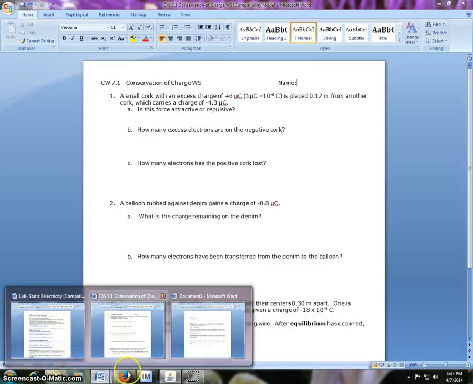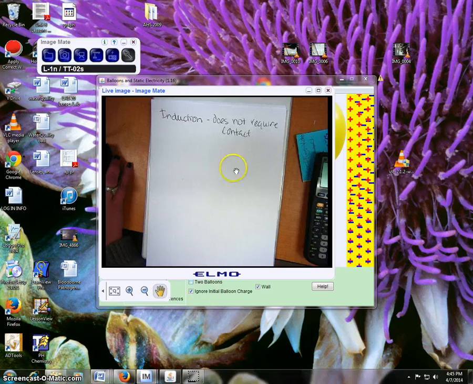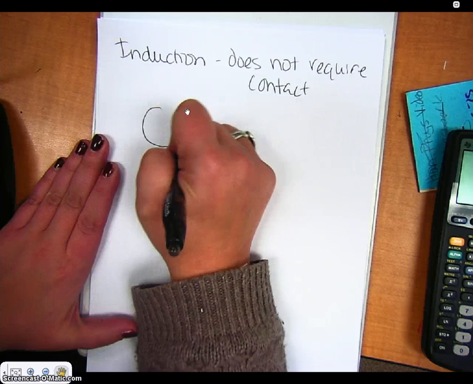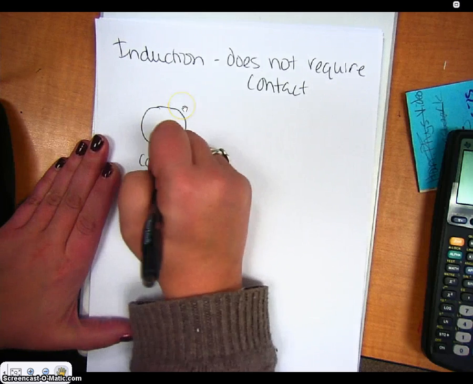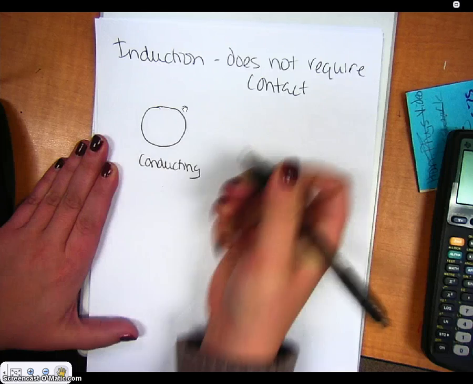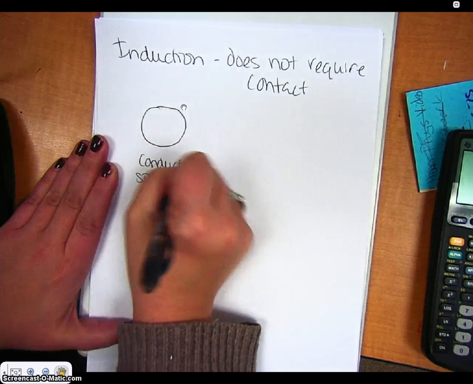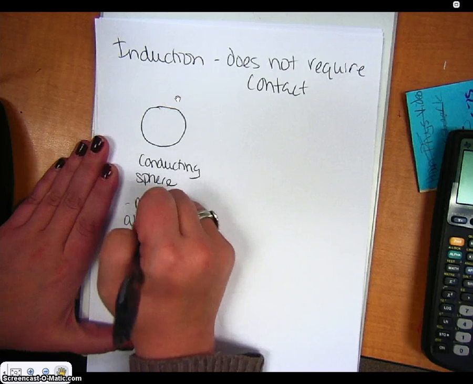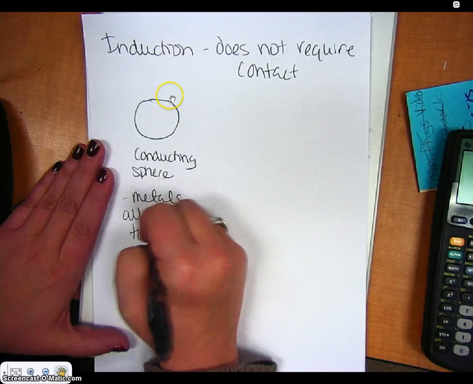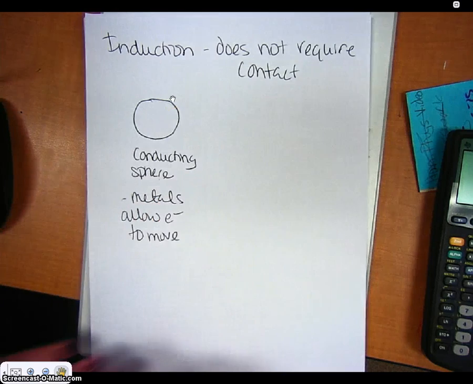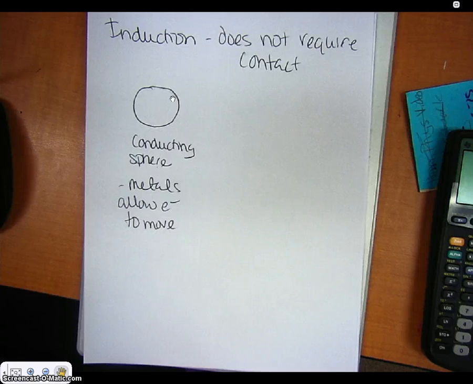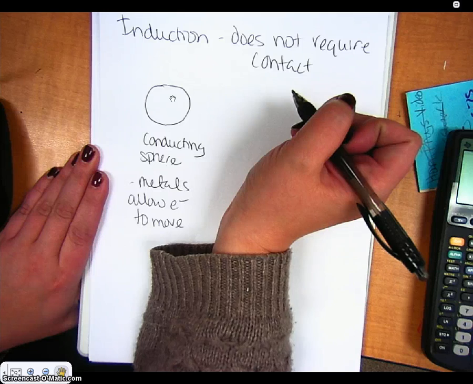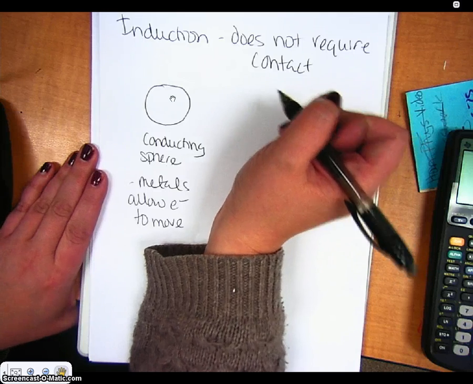So let me give you another example of charging by what is considered induction. Let's say I had a conducting sphere. A conducting sphere is going to be made up of some sort of conducting material, such as metals, and metals allow electrons to move freely through their matter. So if this is made up of a whole bunch of atoms of some sort of metal, you've got a whole bunch of protons and electrons.